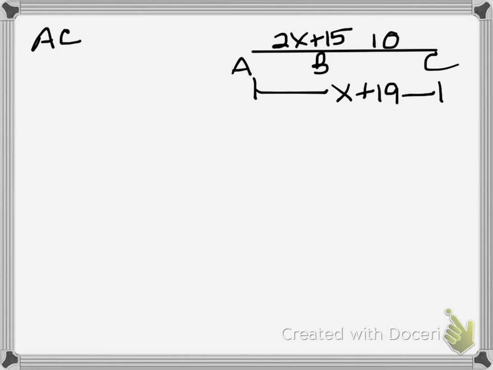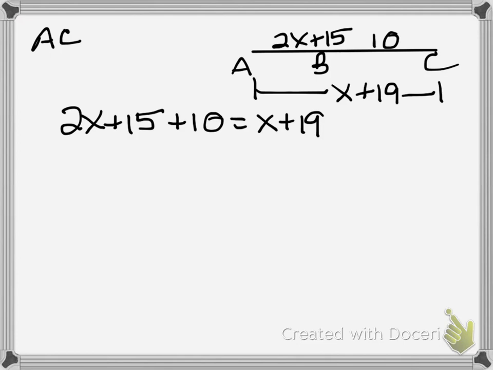So just like we did on the last problem, before we can find out what AC is, we need to find out what x is. So we're going to do exactly like we did on the last problem. We're going to solve for x. So first we set up our equation. AB is 2x plus 15. BC is 10. And AC, the whole, is x plus 19. So we start off by combining our like terms. 15 plus 10 gives me 25.